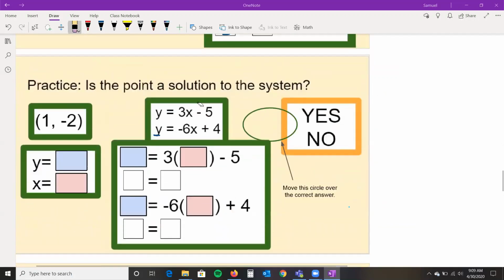All right, so the first thing we tried was, okay, how do we test if this is a solution? If it is a solution, it should make true statements when we substitute values in. Okay, so let's go ahead and do that here real quick.